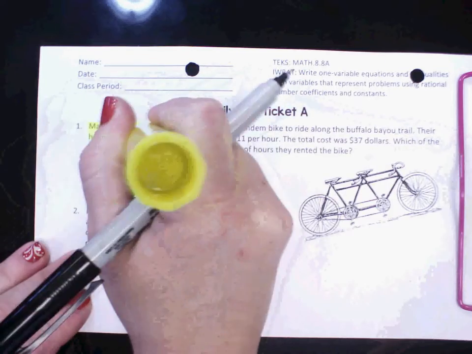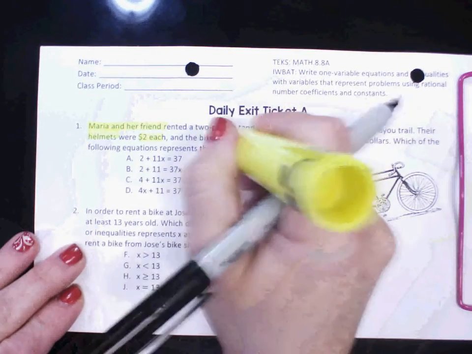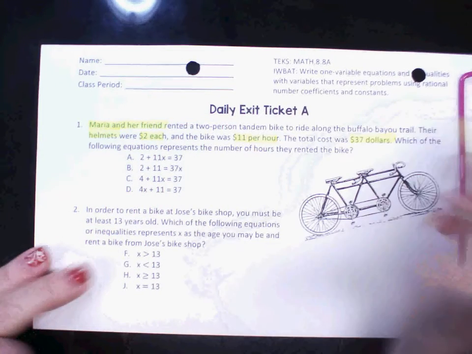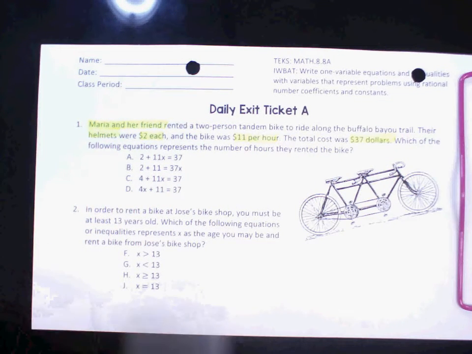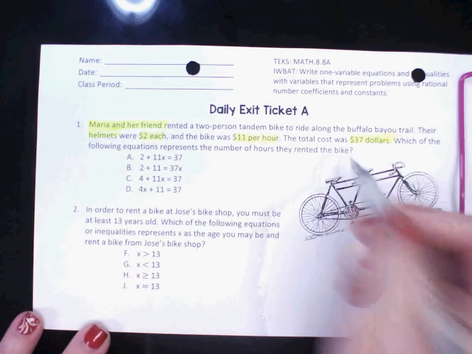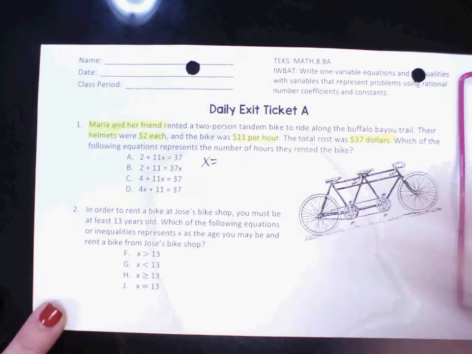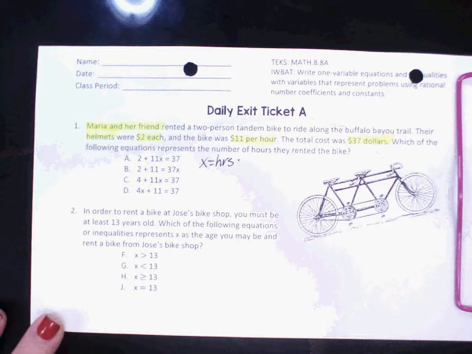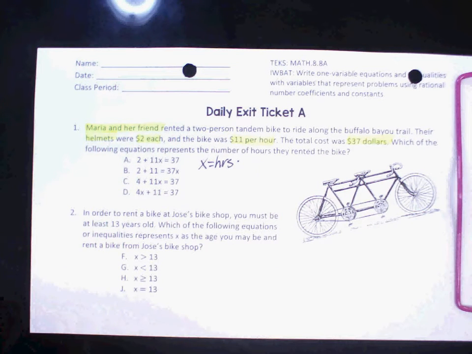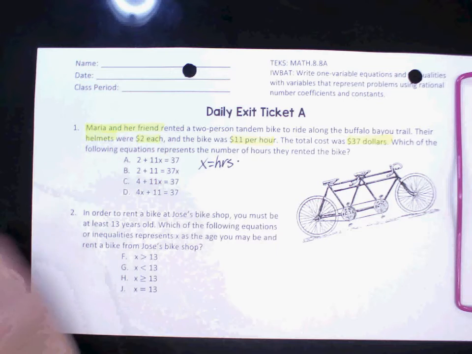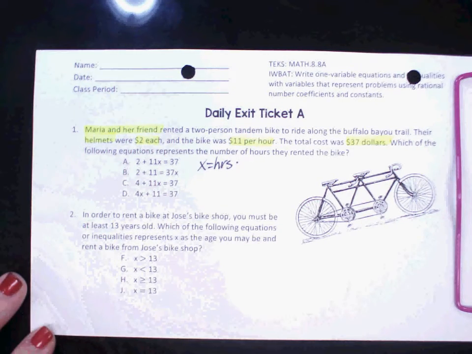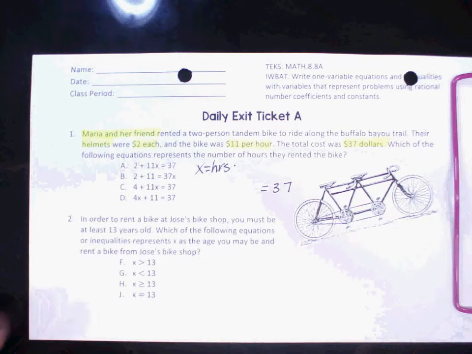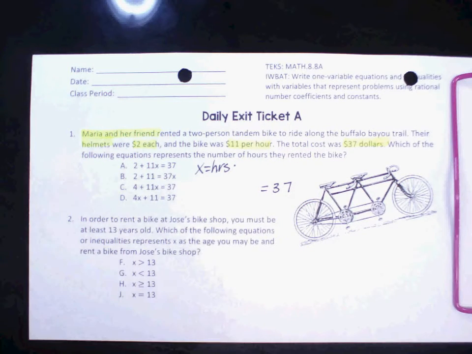Okay, Maria and her friend rented a two-person tandem bike to ride along the Buffalo Bayou Trail. Their helmets were, so it's Maria and her friend, their helmets were $2 each, and the bike was $11 per hour. The total cost was $37. Which of the following equations represents the number of hours they rented the bike? Okay, what is x? Hours. Very good. Hours.